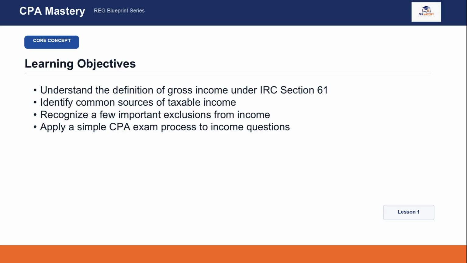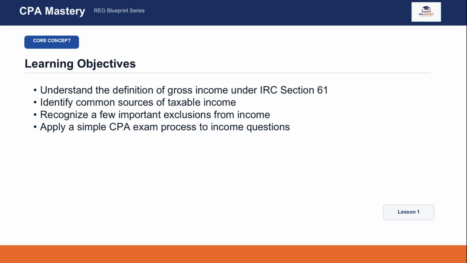In this lesson, we have 4 goals. First, we want to understand the official definition of gross income under Internal Revenue Code Section 61. Second, we want to recognize the common categories of income that appear over and over on the CPA exam, including compensation, interest, dividends, business income, and capital gains.